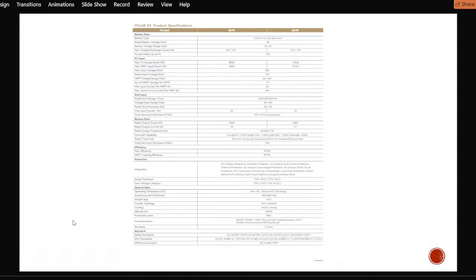Now, talking about the communication protocol: RS-232, RS-485, CAN, and dry contact. It has those protocols to meet the current technologies of lithium batteries. One cool feature is the smart cooling. Unlike some inverters where at just a little load you are hearing the fan here and there, this one only comes on when it is needed. It doesn't make noise like some others. And it has a heat sink that helps to dissipate the heat from inside the inverter. Let's go to the next.